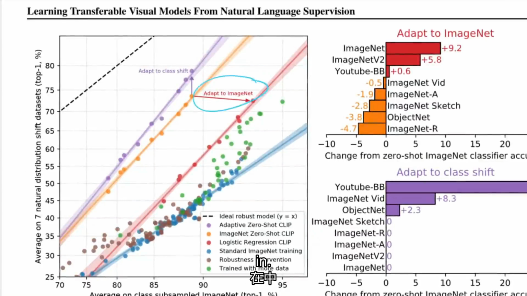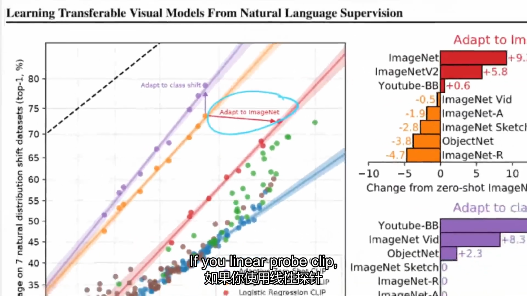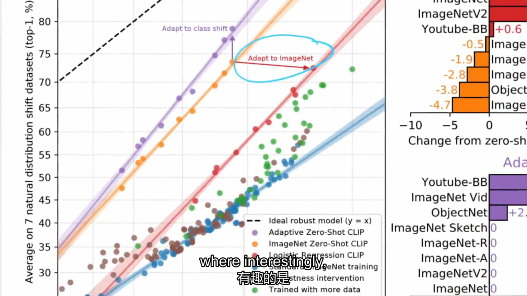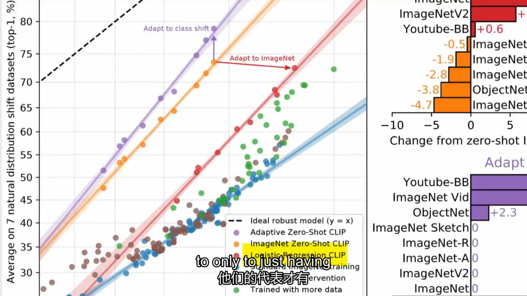So I think that's a linear probe. If you linear probe CLIP, you can improve the performance on ImageNet. Interestingly, you can improve the performance on ImageNet by doing a linear probe on top of CLIP. So this is logistic regression on CLIP, while only mildly degrading your performance on these other data sets. So there seems to be a value to just having the representation. So the representation itself seems to be more stable.